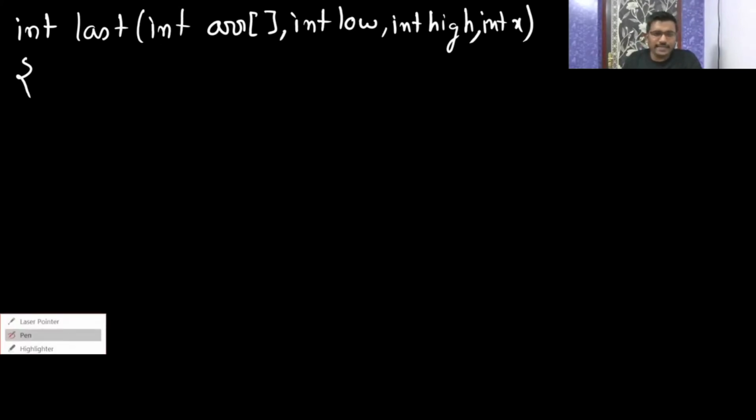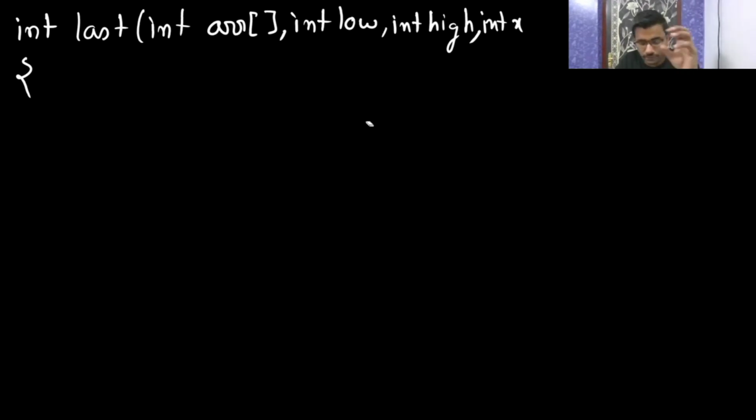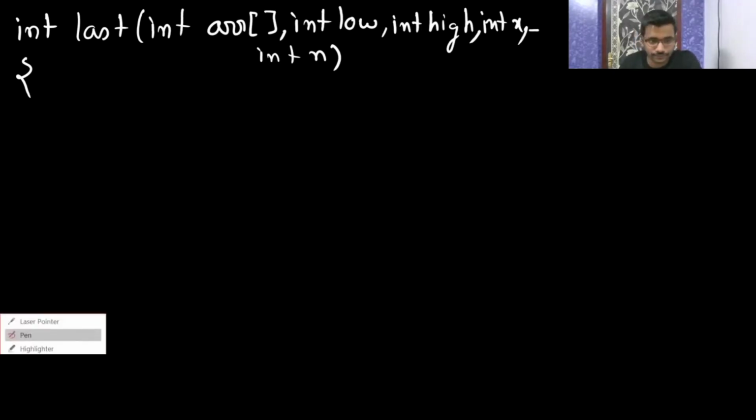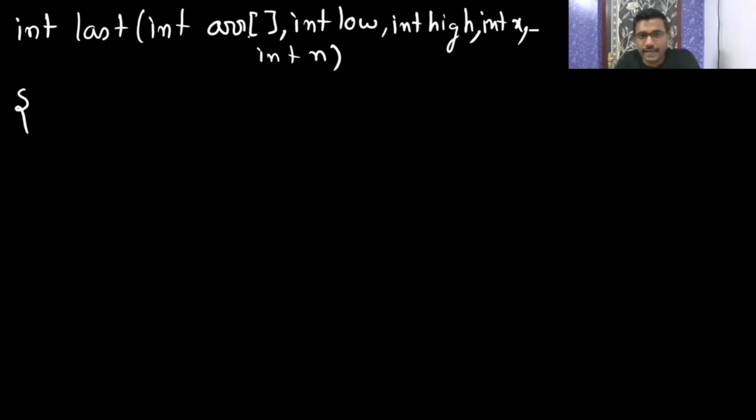But if you take the size n, it will be a good way to use your function, because a function we are writing can be used in some other function call, meaning some other program also. So if you are providing n, then somewhere else if you use it, it may be used. So you should write the parameter int n here. Since I am not having space, that's why I'm writing here. So int last, int array, int low, int high, int x, int n.